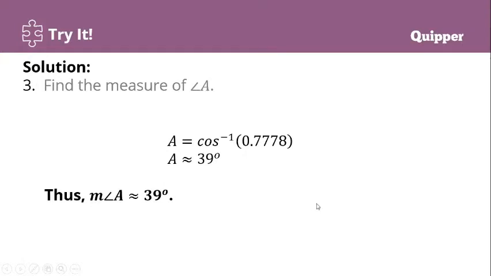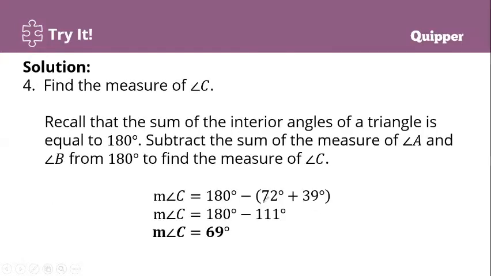And to complete, since you already have 72 and 39 as measures of the two angles, then we just subtract this from 180 to get the measure of angle C, which is 69. And that is now the measure of angle C, 69. Okay? That's for the first example. That's SAS.